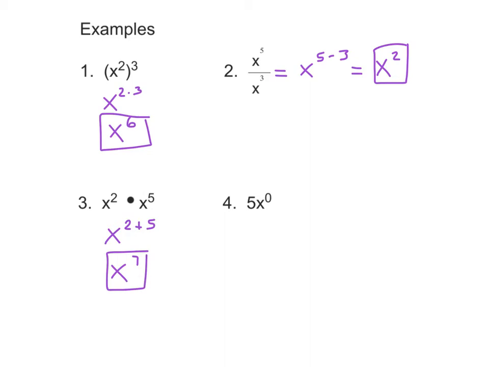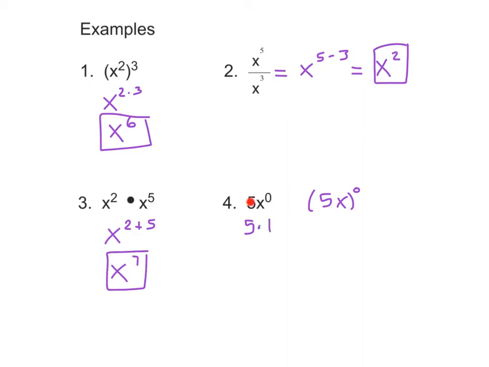Number 4, need to be kind of careful here. We have 5 times x to the 0 power. Think for a minute about what is being raised to the 0 power here. It is just the x variable. If it was the whole thing, it would be 5x raised to the 0 power. That is not what we have. So our 5 remains the same, and x to the 0, we just said on the previous page, x to the 0 is 1, the number 1. So times 1.